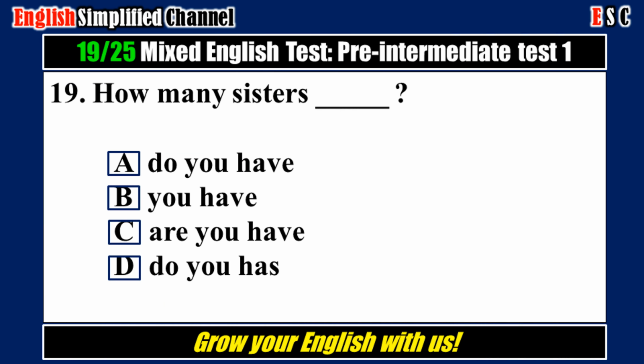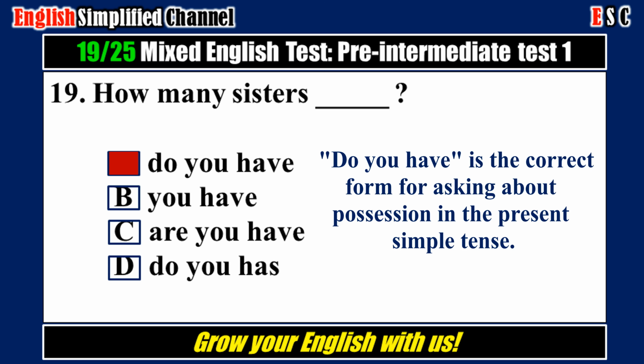19. How many sisters, blank? A. Do you have? B. You have. C. Are you have. D. Do you has. 19. How many sisters do you have? Answer. A. Do you have? Do you have is the correct form for asking about possession in the present simple tense.